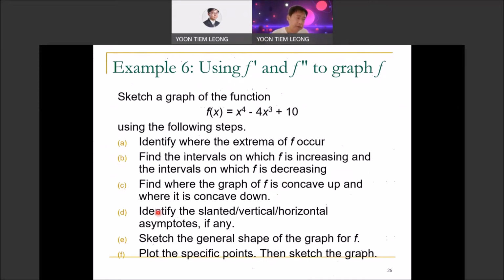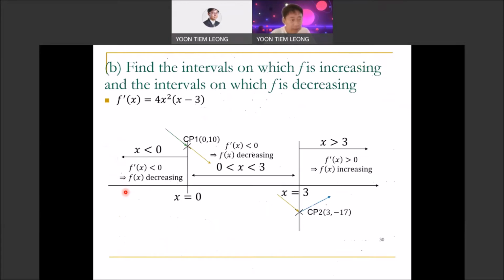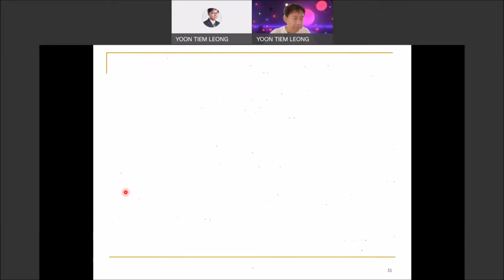Then in this case, the function has no slanted asymptotes. I think it doesn't have a horizontal or vertical asymptote. The function just goes to infinity when x goes to plus or minus infinity. Okay, so for this particular polynomial, there's no asymptote. So you can get A, B, and C and combine them to obtain the sketch of the function. So what I do here is that I combine the information from the concavity and the information from the trend of the function together into a single graph.